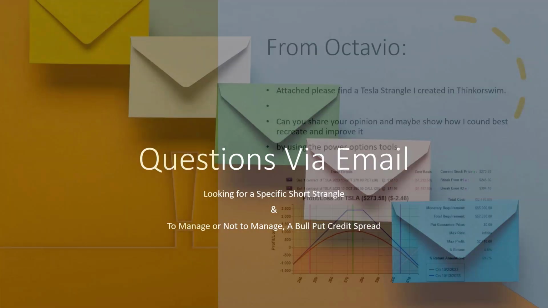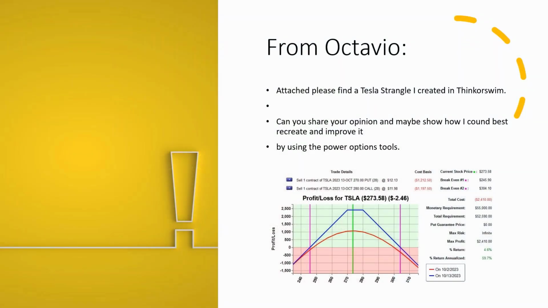Let's get to question number 1. This one comes to us from Octavio. Octavio says, attached, please find a Tesla strangle I created in Thinkorswim. Can you share your opinion and maybe show how I could best recreate and improve it by using the Power Options tools?